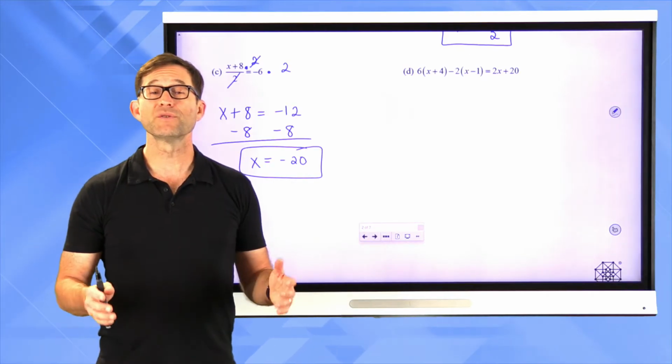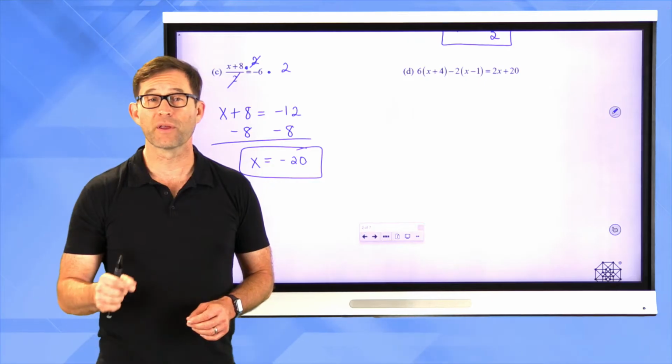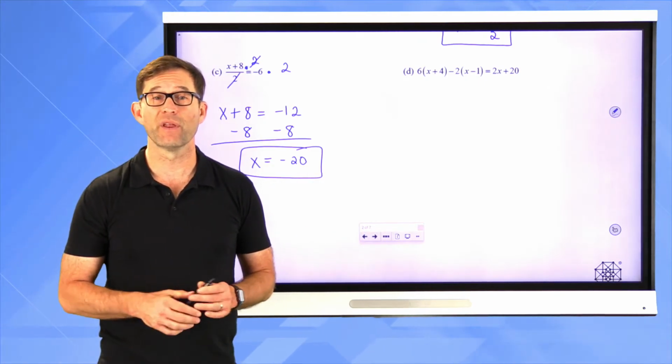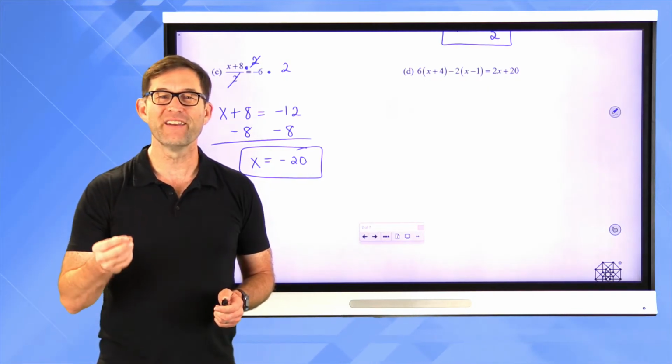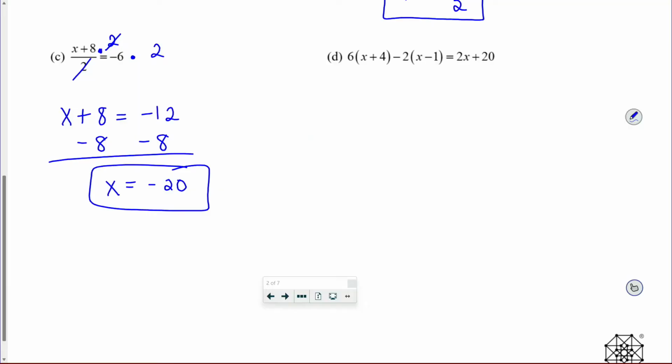All right, so this is one of these classic situations where we want to use the distributive property of multiplication first to rewrite the left-hand side of this equation as an equivalent expression, and then we'll move on from there. So the first thing I'm going to do is distribute the 6 through this parentheses. That's going to give me 6x plus 24.